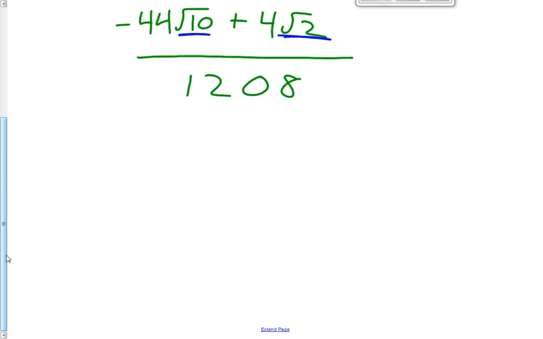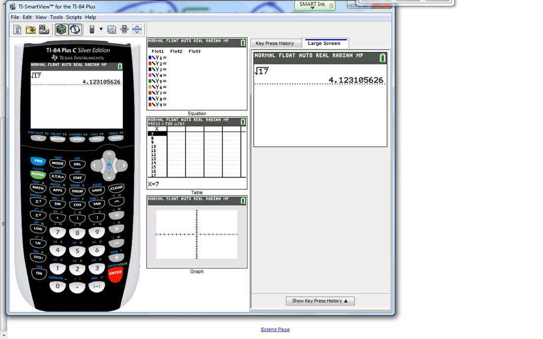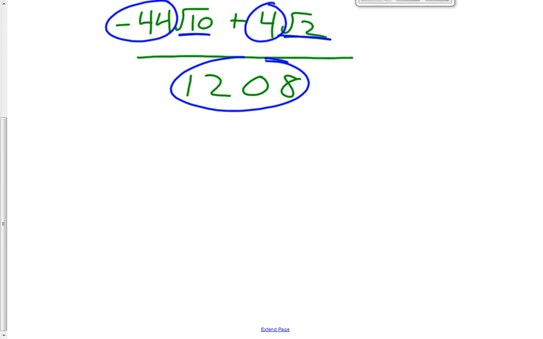But look at your coefficients. This has a factor of 4 in it. This has a factor of 4 in it. And 1208 has a factor of 4 in it. When you take 1208 and divide it by 4, you get the number 302. So you can take out a 4 out of all three of those terms. So that's reducing it. You're dividing everything by 4. So whenever you have those with your coefficients, make sure you do that to put it in its simplest terms.